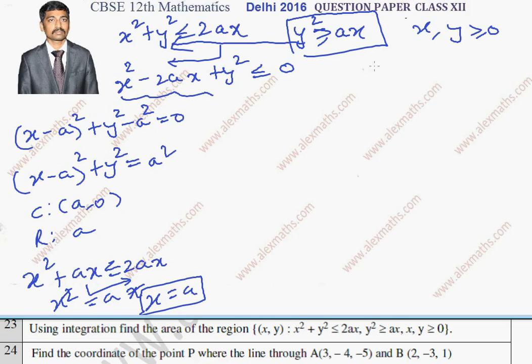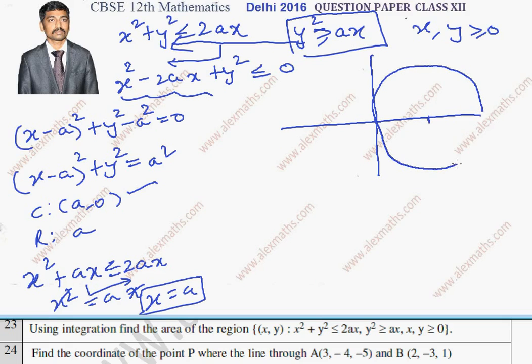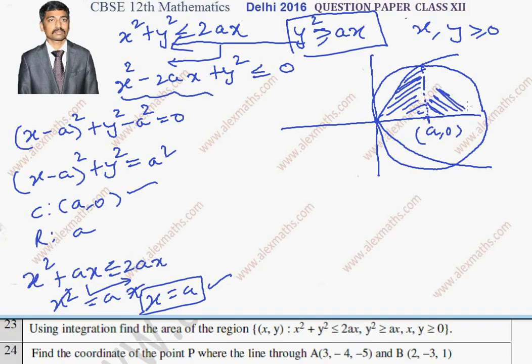Now we will plot both the curves. One is a circle with center a comma 0. So I will mark the center a comma 0. We have a circle like this. So this is a comma 0, and the parabola is right side open, but the meeting point is also a. So I have to draw correctly like this. So the parabola will come like this. But in the question they have given that x and y are greater than or equal to 0. So the region which we have to find is this plus this.